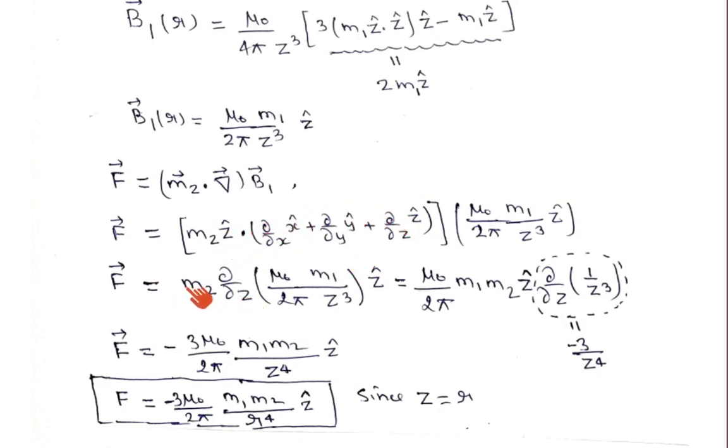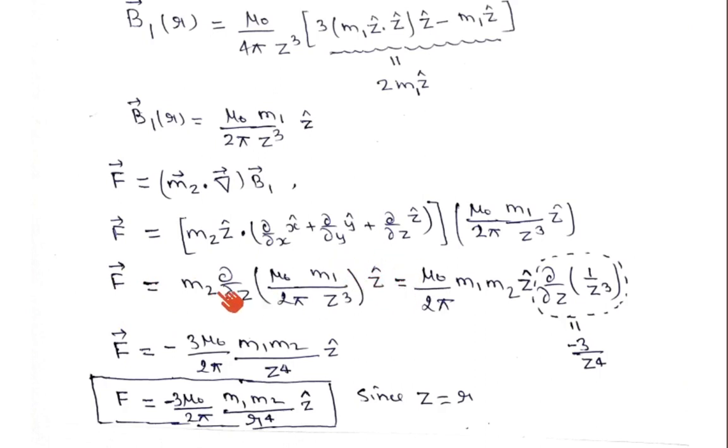So this will give m2 del upon del z, and then z unit vector dot z unit vector is a scalar quantity, that is 1, multiplied by mu 0 upon 2 pi, m1 upon z cube, z unit vector. So that is m2 times del upon del z of mu 0 upon 2 pi m1 upon z cube, z unit vector. That means the force will also be along the z axis direction.